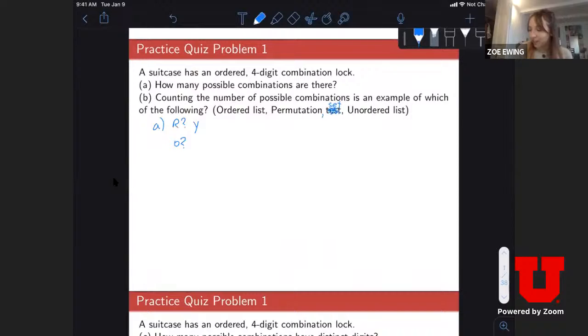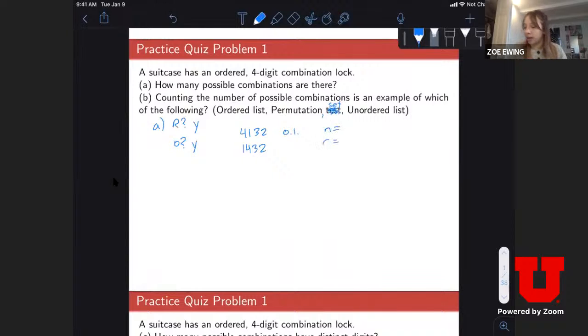Okay, yeah. So when it asks if the order matters, it's basically saying if we get these 4 numbers, are we considering them just a set, or did they have a sequence? Since it's an ordered combination lock, if we had 4 1 3 2, that's different than 1 4 3 2. Those are two different combinations. So in that case, we will use an ordered list, and we want to find an n value and an r value.